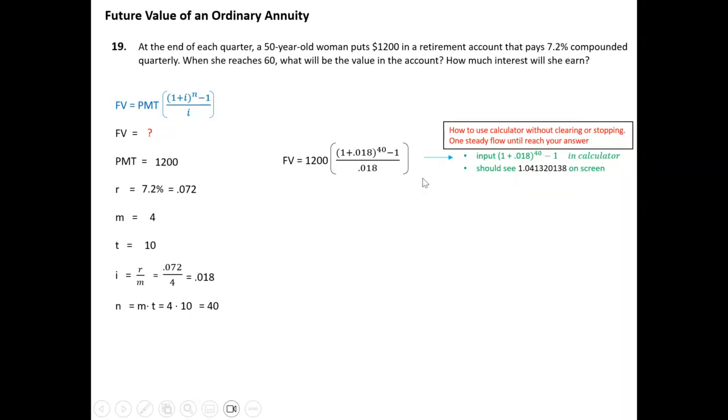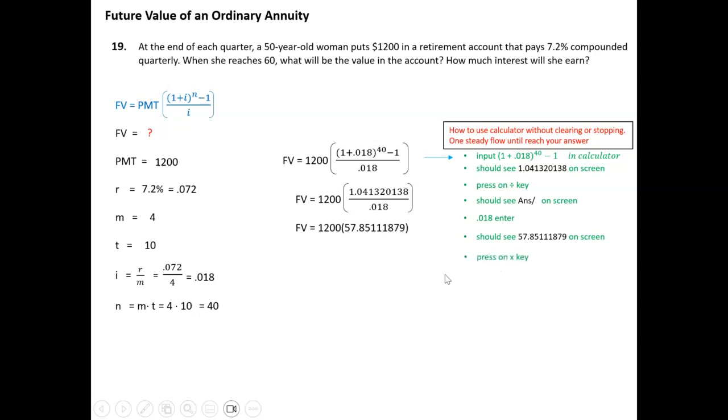1.0413201138. Then you're going to hit the division key, right? And I'm going to show you what's taking place. I'm going to hit the division key. Why? Because we're dividing the answer that we got in the numerator by 0.018. Then we're going to enter 0.018. And this is what we should see, 57.85111879.